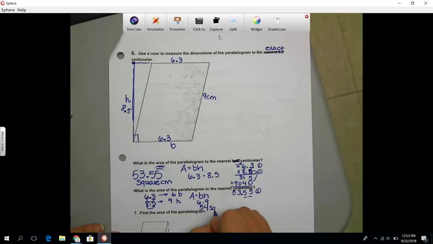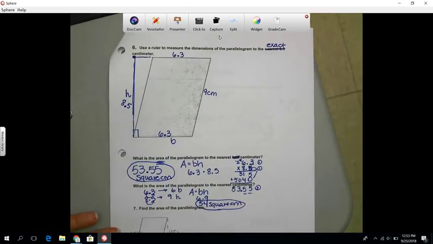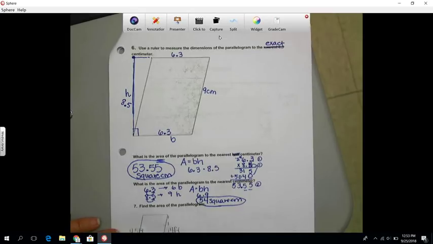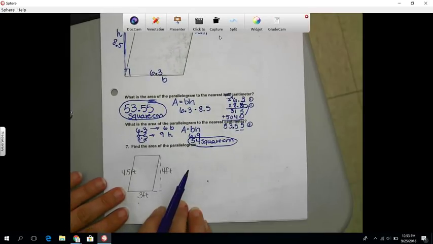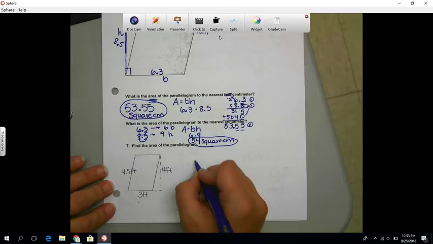square centimeters. Now I can ask myself, is this reasonable if my actual answer is 53 and 55/100? Is 54 close to that? And your answer should be yes, we are close to that, so that should work. Great job.